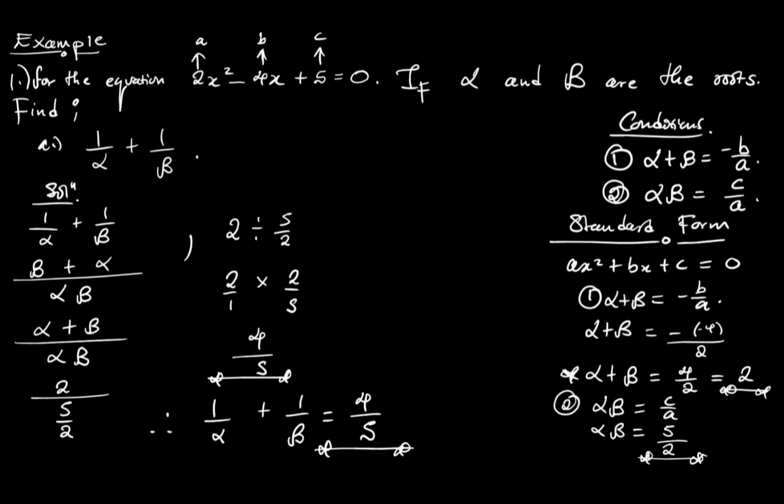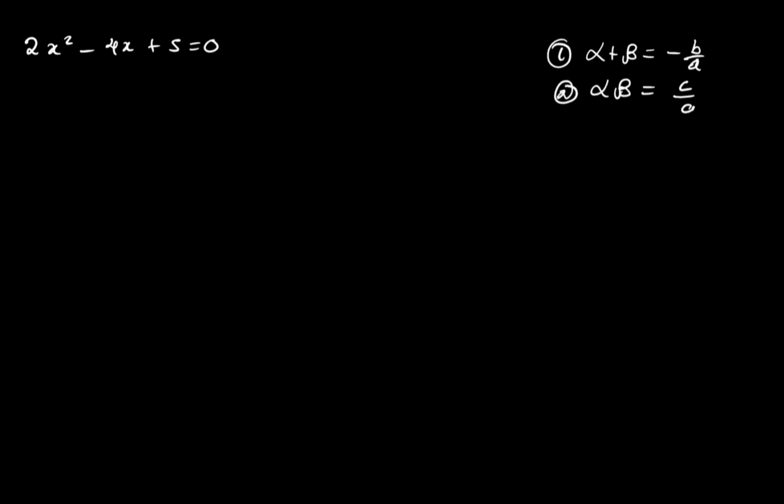So now, let us try and solve another type of question. We're going to stick to the same parent equation. Be mindful that the parent equation that we have is 2x squared minus 4x plus 5 being equal to 0. And the first condition is alpha plus beta is equal to what? Yes, minus b over a. Then condition 2 is alpha beta being equal to c over a.